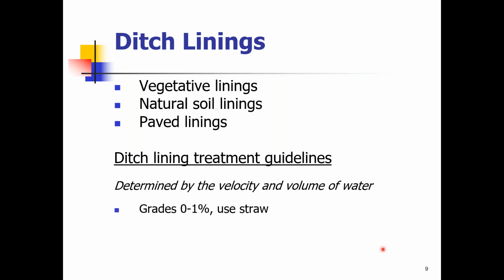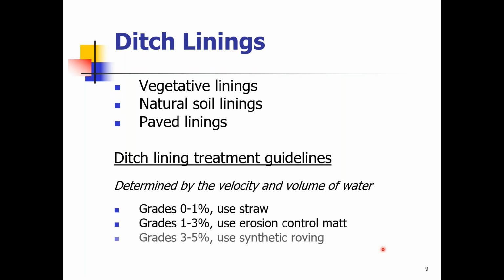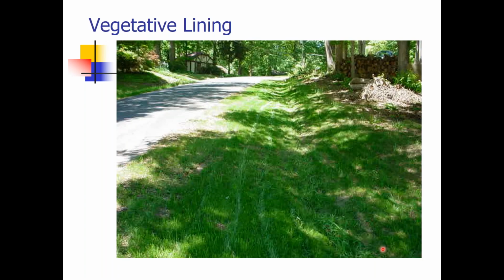Typically from 0 to 1%, if that's the grade on a ditch, straw is acceptable. If you jump up in grade from 1 to 3%, maybe one of those erosion control mats that we've talked about the last 2 webinars. Grades 3 to 5%, you can put a synthetic roving in there, and anything above a 5% grade can be used for stone. Again, you want to check your local areas to make sure which type of lining, which type of treatment you need to follow.